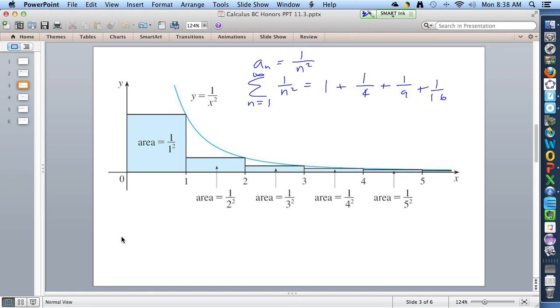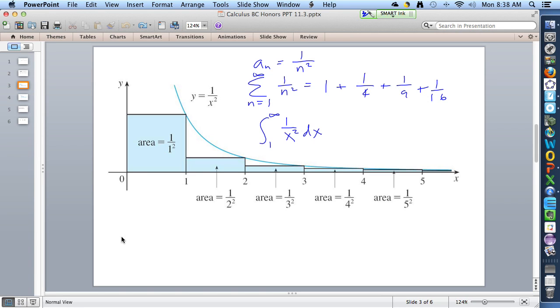All right, so I want to show you that we can compare this to the integral from 1 to infinity of 1 over x squared dx. I want to show you we can compare it, and why we can compare it. Why did you take out the first rectangle? I didn't take out any rectangles yet. I've never talked about rectangles. So just hold on. Don't look at the picture yet.